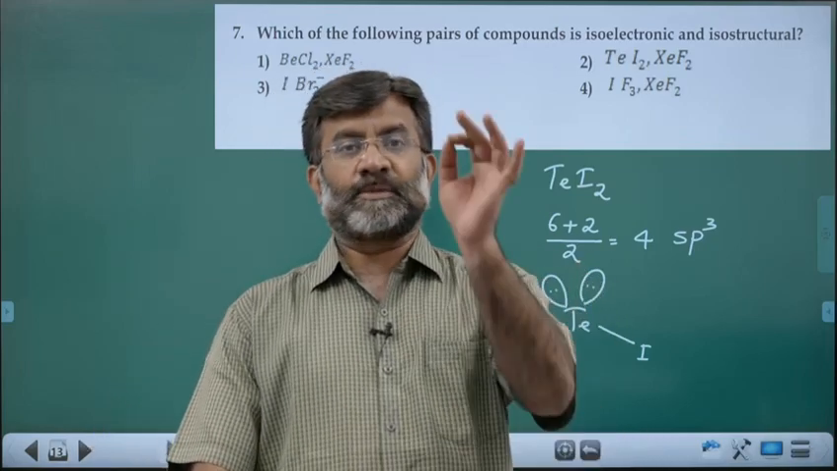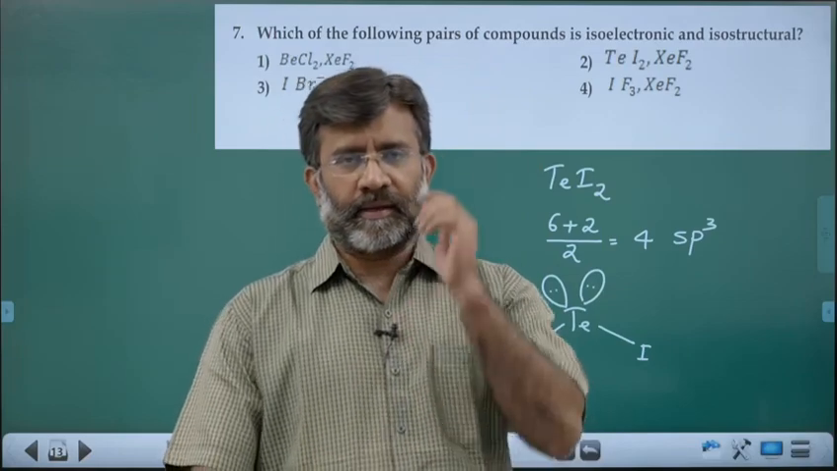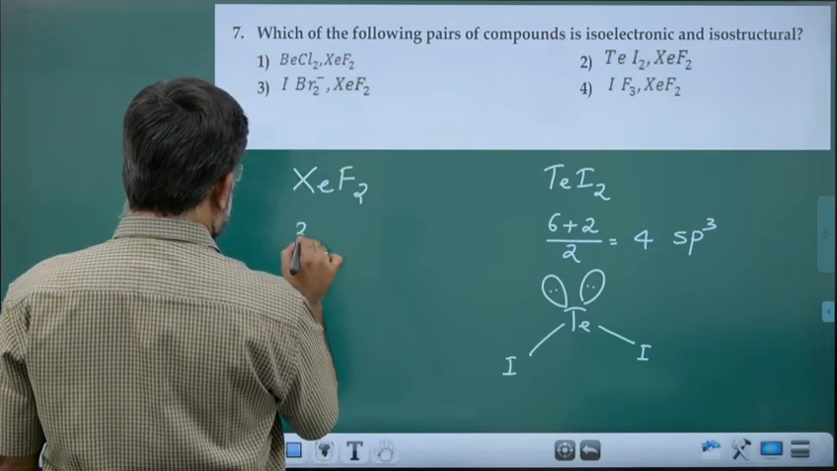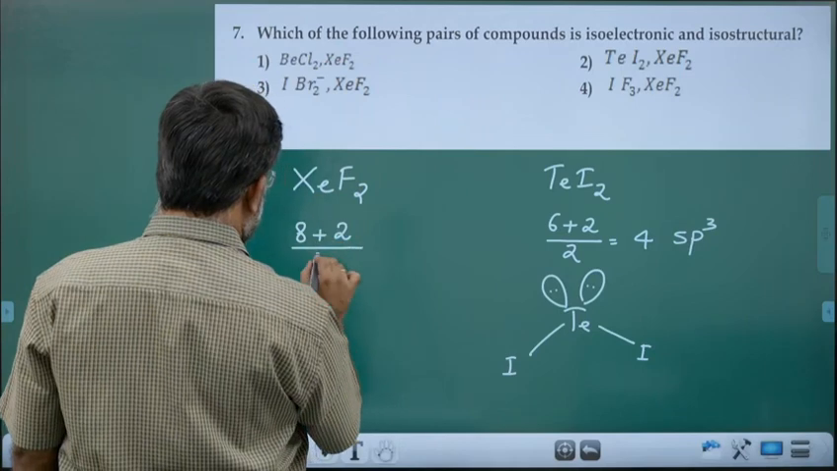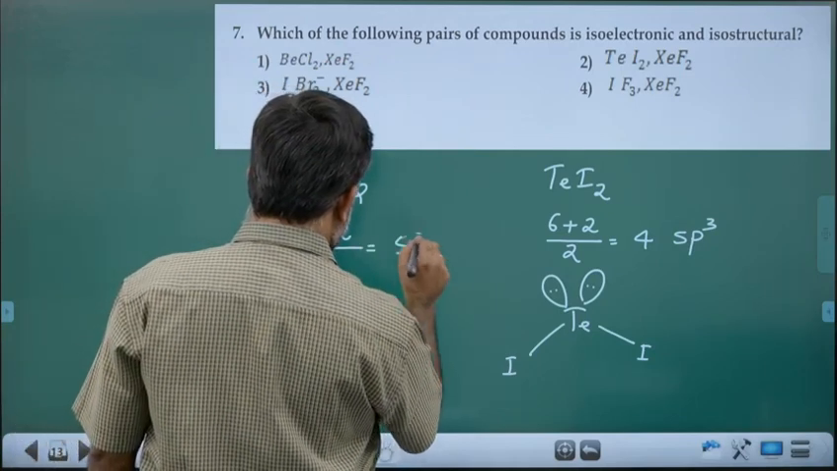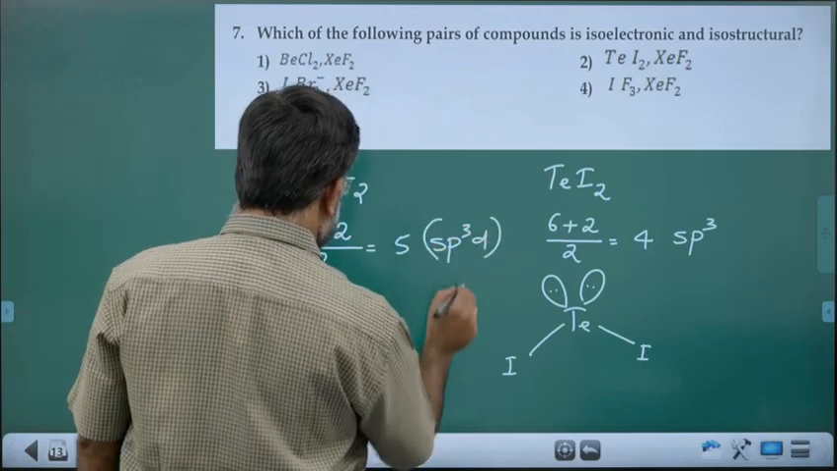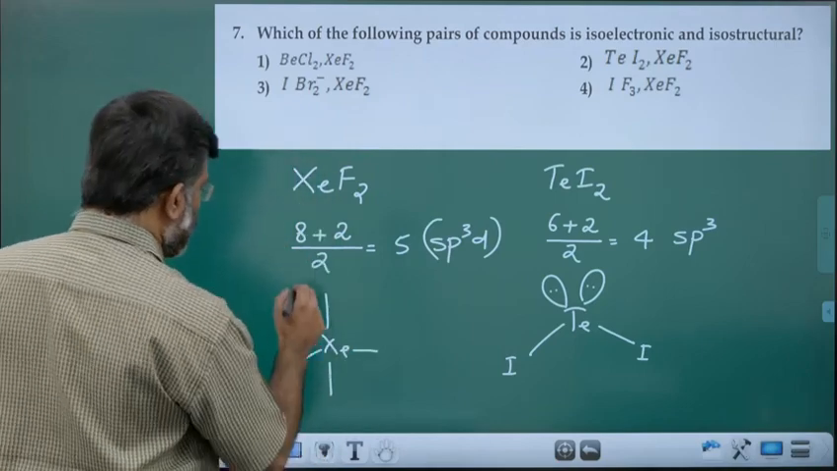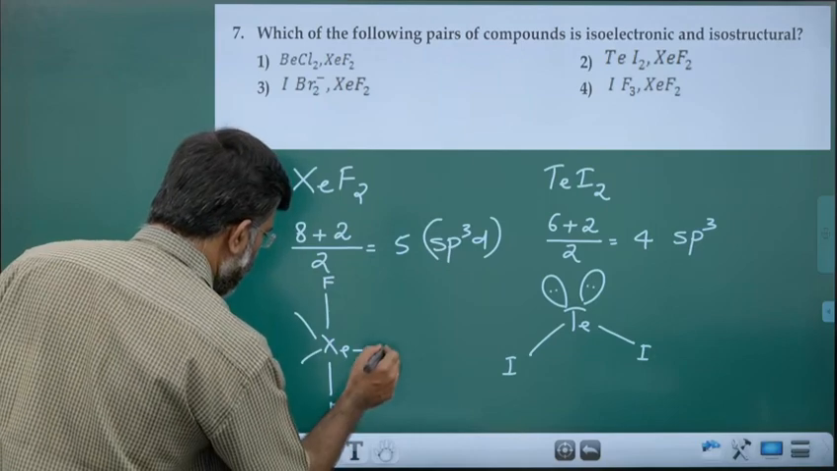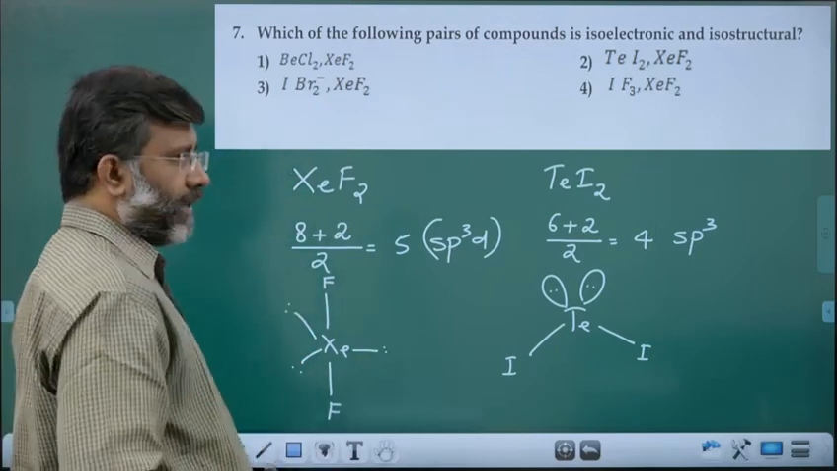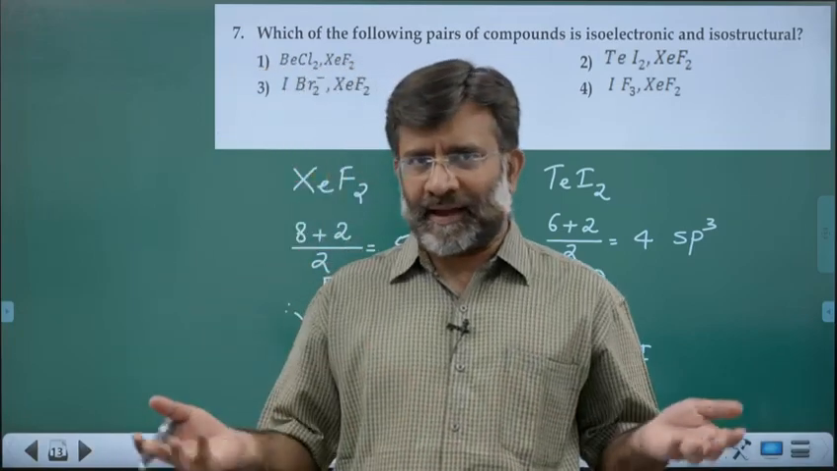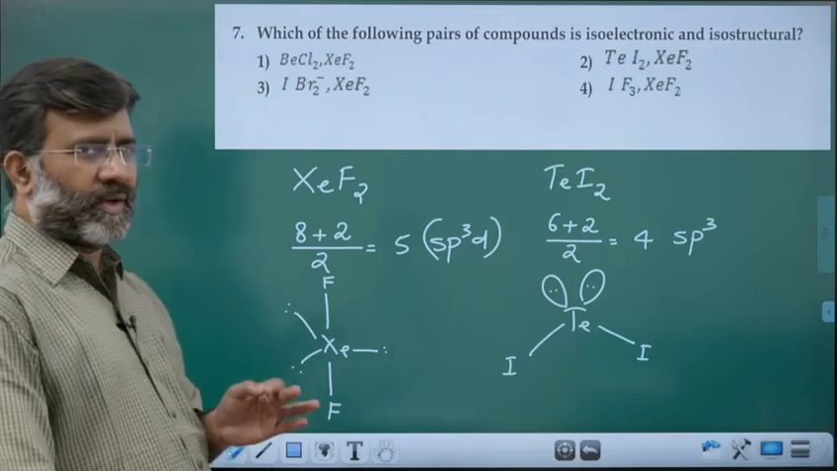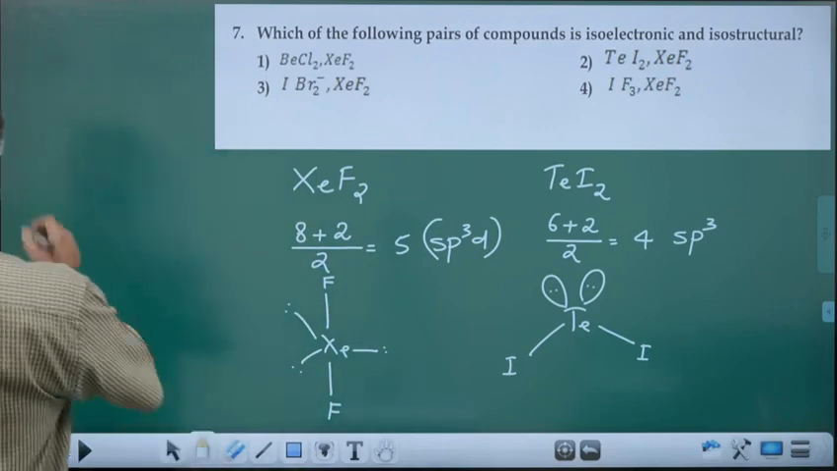It will go for sp3d hybridization and linear geometry. Okay, XeF2, verify. XeF2: 8 electrons with xenon, 2 electrons from fluorine divided by 2, you are getting 10 by 2, 5, which means sp3d hybridization. What is the molecular geometry? Xenon 1, 2, 3, 4, 5. Only 2 fluorine. 1 fluorine will be here, 1 fluorine will be here, and lone pairs here. It is a linear molecule. So they are not isostructural. What about the third option? That is the answer. They are isoelectronic and they are isostructural. Look at IBr2 minus.